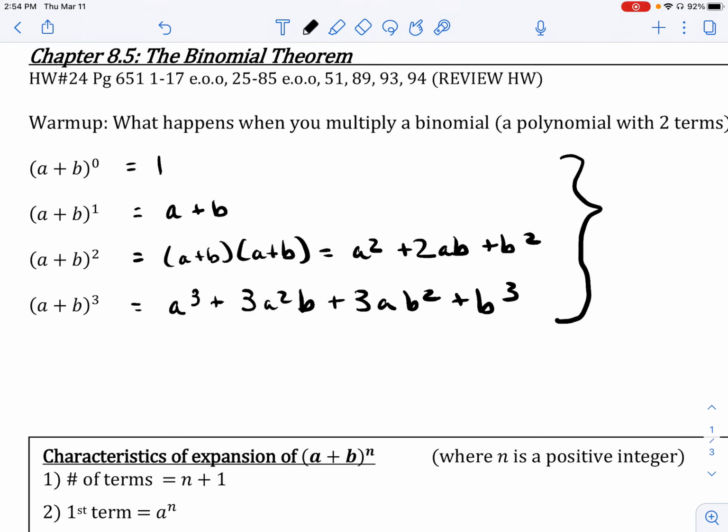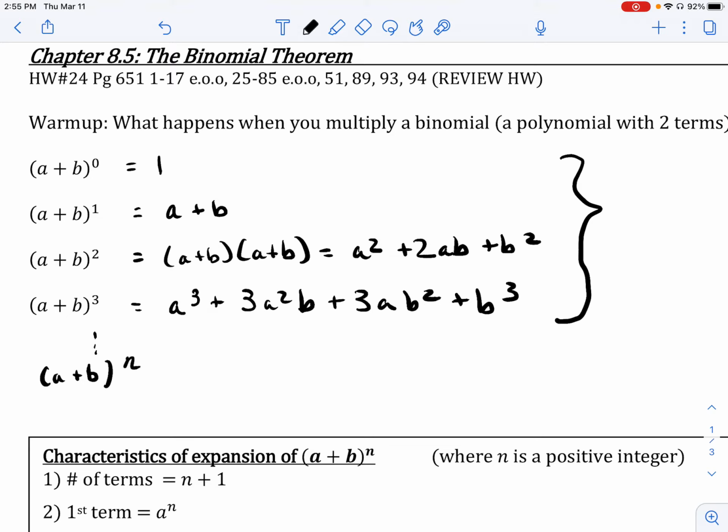However, if I asked you to then go ahead and try to find something like a plus b to the 19th power, for example, it would be pretty annoying to have to multiply a plus b however many number of times. It would be annoying and pretty time consuming. So the question is, is there a way for us to expand a binomial? In other words, take a plus b and raise it to some power and do that a little bit more efficiently. And the answer is yes.